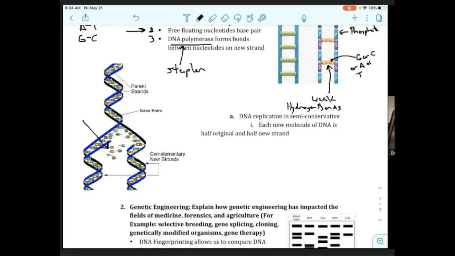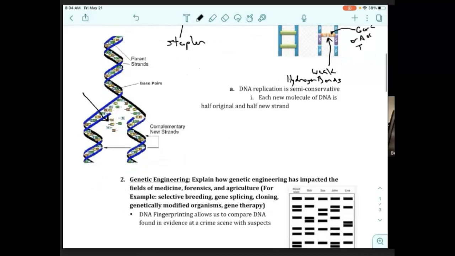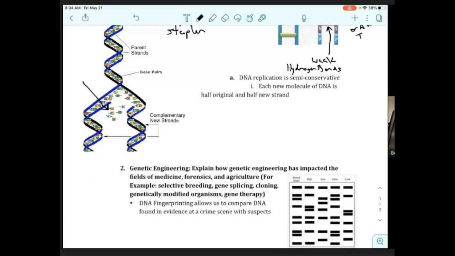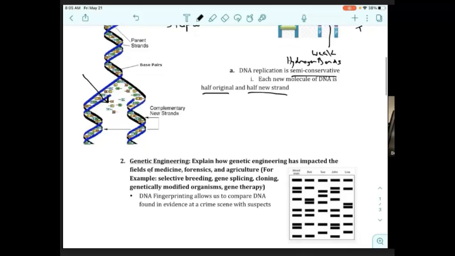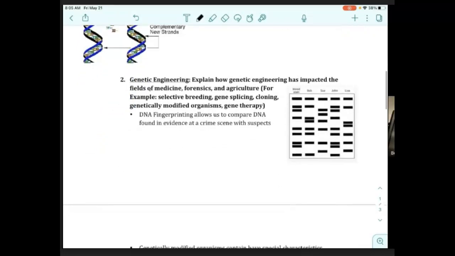Okay, at the end, DNA replication is semi-conservative, right? Semi-conservative means that each new molecule of DNA is half original and half new. And remember, this makes it a very accurate process, because each half of the new DNA molecules was the original molecule, right? And so they have to contain the same order of nitrogen bases for that to work. Okay, any questions here?